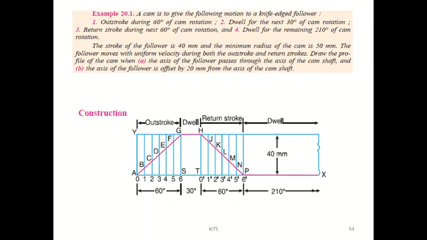Hello students, welcome to Machine Design 1. In the previous class, I gave an introduction to cam and follower. We have seen several types of cam and several types of follower, and then we have seen four types of displacement diagram: uniform velocity, SHM (simple harmonic motion), uniform acceleration and deceleration motion, and finally cycloidal motion. We are going to solve a problem using the uniform velocity method. First, let us read the question, then we will solve the problem.